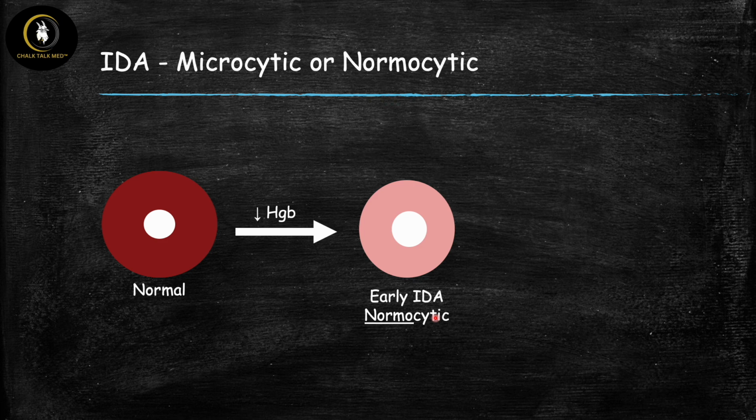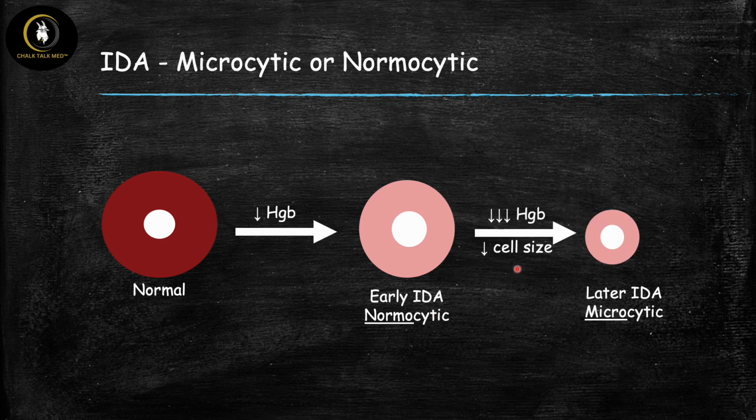Now, as this person loses more hemoglobin, the red blood cells have to get smaller, because each red blood cell has to meet a minimum hemoglobin concentration inside of it in order to be released from the bone marrow and enter the circulation. So when the hemoglobin concentration has decreased a lot, as happens in the advanced or later stages of iron deficiency anemia, the red blood cell has to adjust its size to become smaller so that it can meet that hemoglobin concentration requirement.